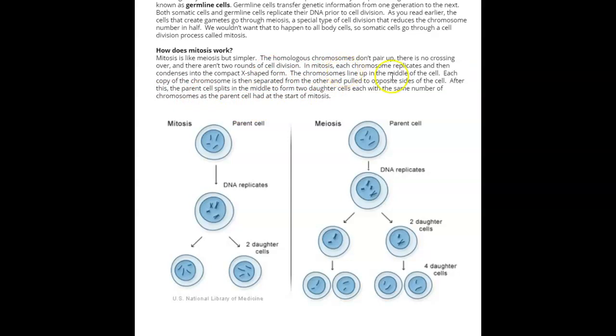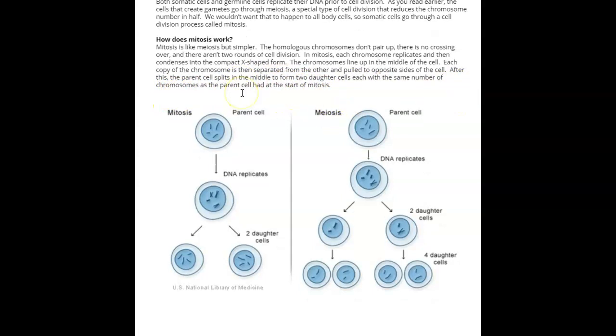The chromosomes line up in the middle of each cell. Each copy of the chromosome is then separated from the other and pulled to opposite sides of the cell. After this, the parent cell splits in the middle to form 2 daughter cells, each with the same number of chromosomes as the parent cell had at the start of mitosis.